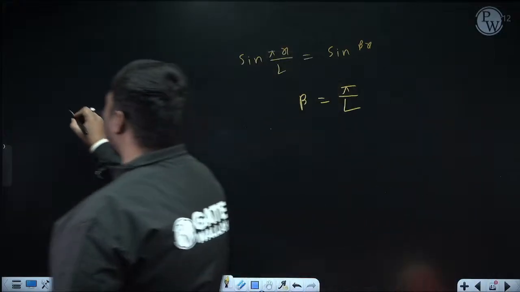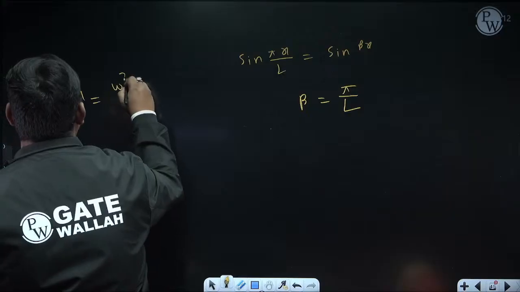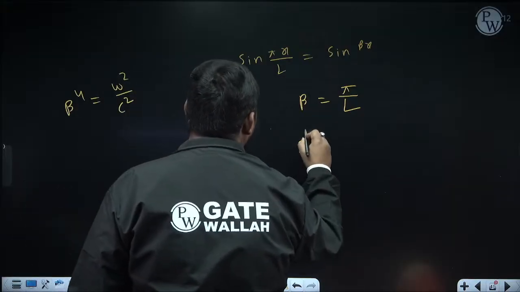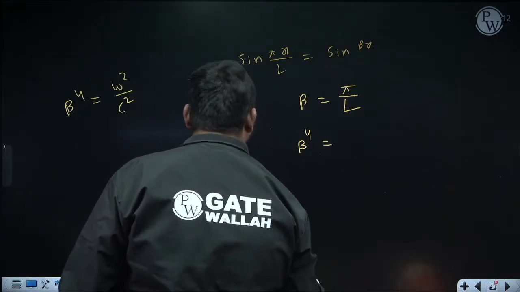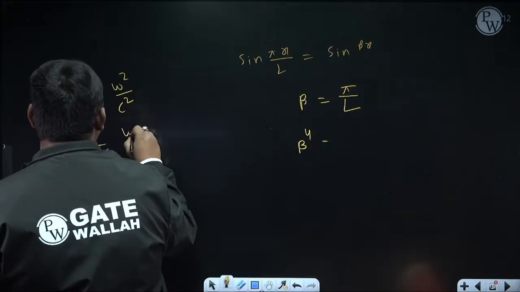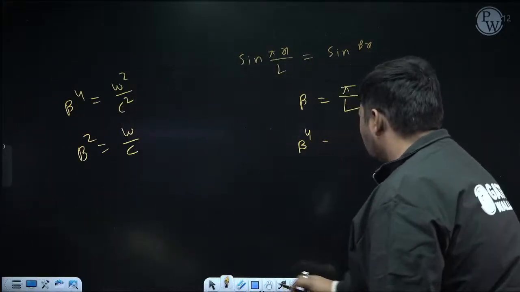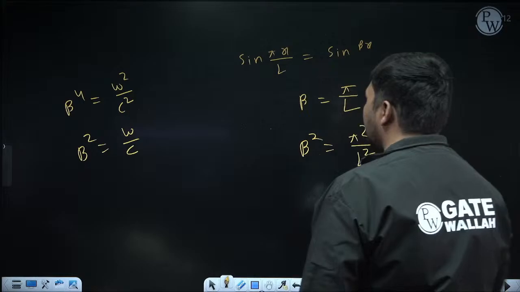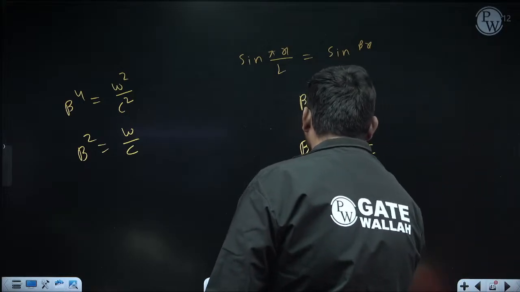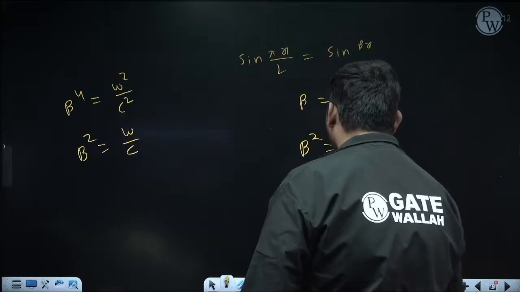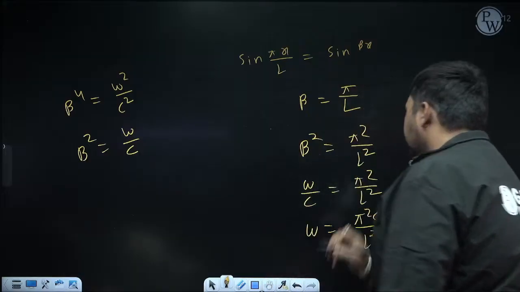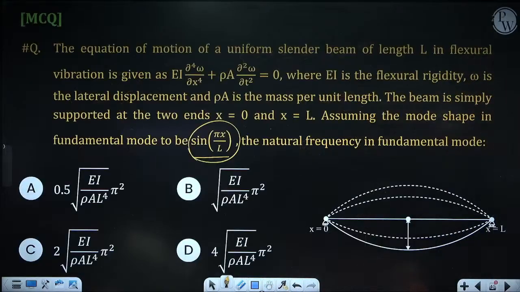Now we know beta to the power 4 is omega square upon c square. Okay, so can I say, square this, beta to the power 4, or you can also say beta square is omega by c. So you will square this beta square, which is pi square upon L square, and beta square is omega by c. So it is omega by c equal to pi square upon L square. So what will be the frequency omega? It will be pi square c upon L square. This is the omega equation.